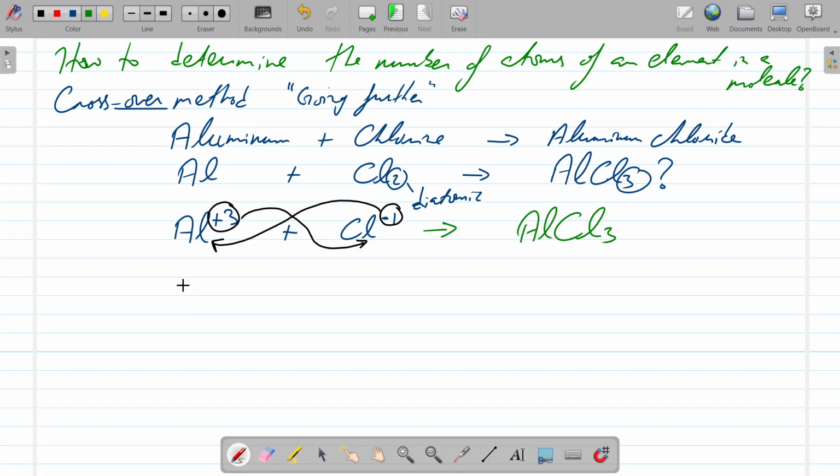So you want to do another one? You want to do iron 3 oxide. You've got iron 3, and because it's 3, it has an oxidation state of plus 3, and you've got oxygen, which has an oxidation state of 2. And so what you're going to do is cross them over.